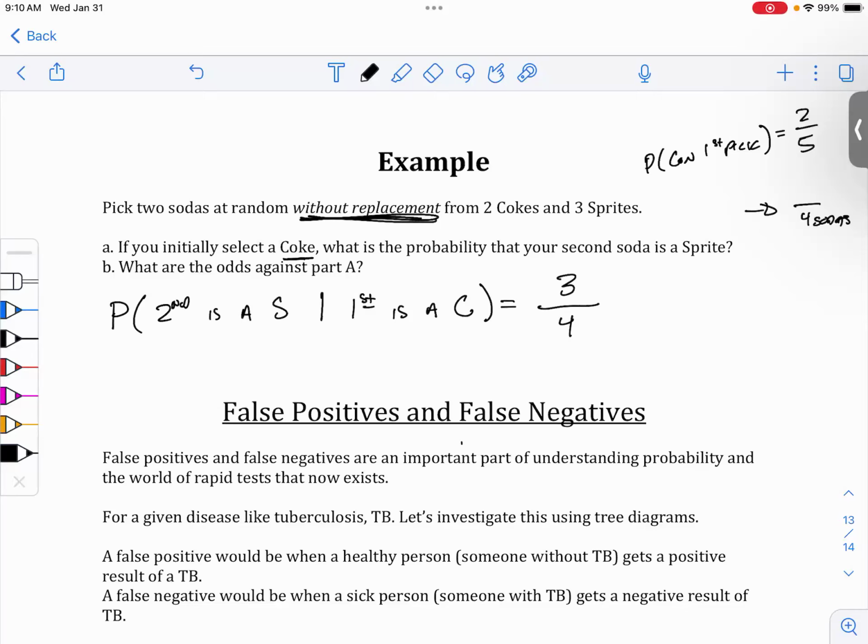And then what are the odds against part A? So again, now let's do odds for. There were 3 possibilities that does happen, 1 it does not. So hence the odds against are 1 to 3. And basically that's how you approach odds every time.